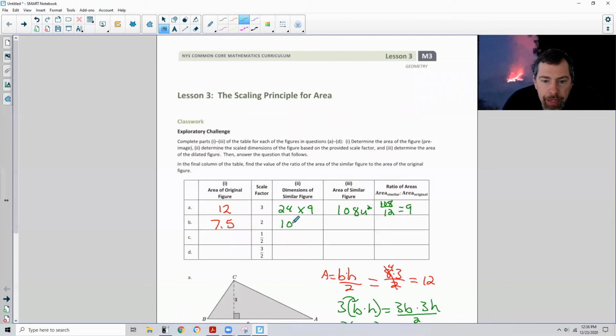So this is 10 by 6, and the area was 30 because 10 times 6 is 60, half is 30. So the ratio of the area is 30 to 7.5. And 7.5 and 7.5 is 15, and there's 2 15s in 30, so there are 4 7.5s in 30. Okay, part C.